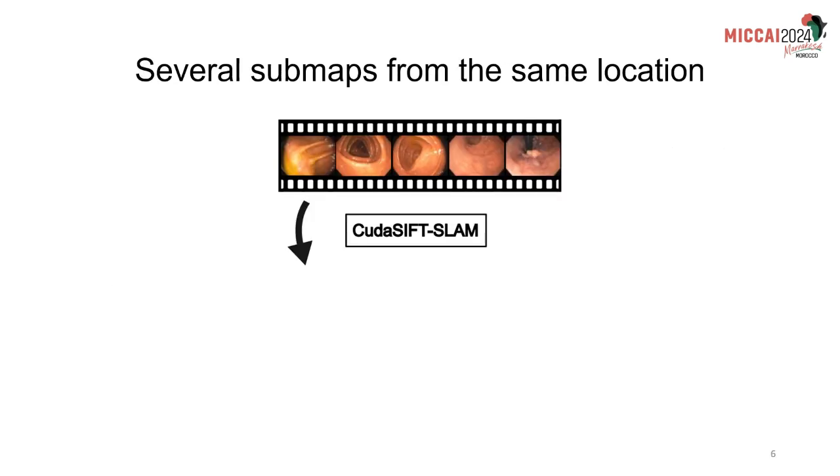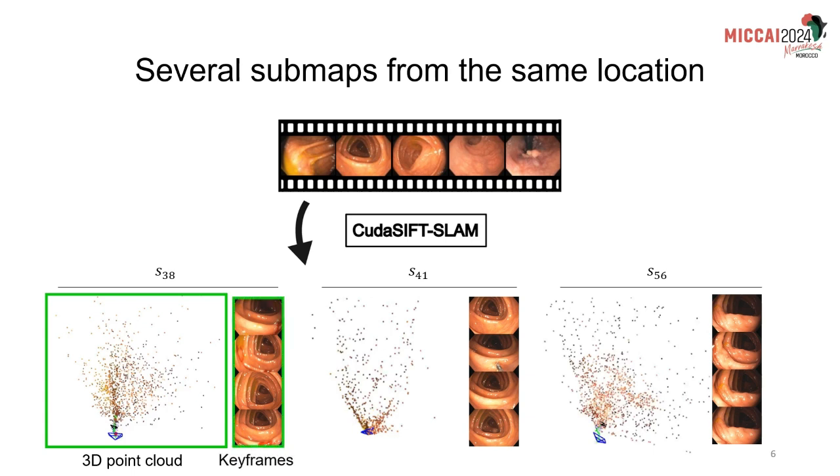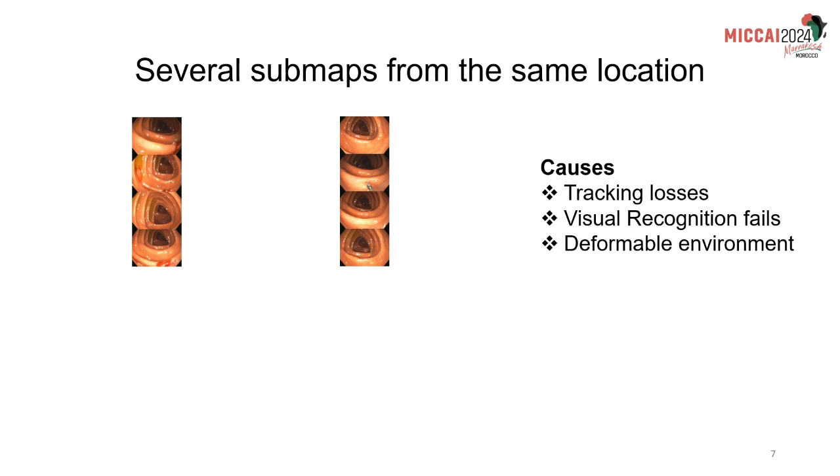As we observed before, when we try to build maps from colonoscopies with a 3D state-of-the-art SLAM, what we get is several submaps from the same location, where each submap has a 3D point cloud representing the structure and the keyframes that were used to build this map. This map splitting is caused by several reasons, the first one being the constant tracking losses that occur in colonoscopies, forcing the SLAM to build new maps all the time. Once we have several submaps, a traditional algorithm should be able to recognize that two places are the same just by visual similarity, but this kind of algorithm fails in this task.